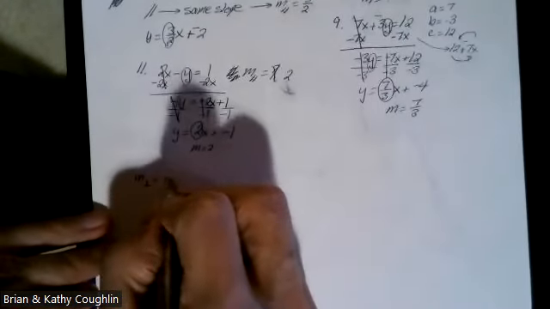Okay. Now, perpendicular slope. I want to make sure you know what perpendicular slope is. Perpendicular slope is the opposite reciprocal of the original slope.